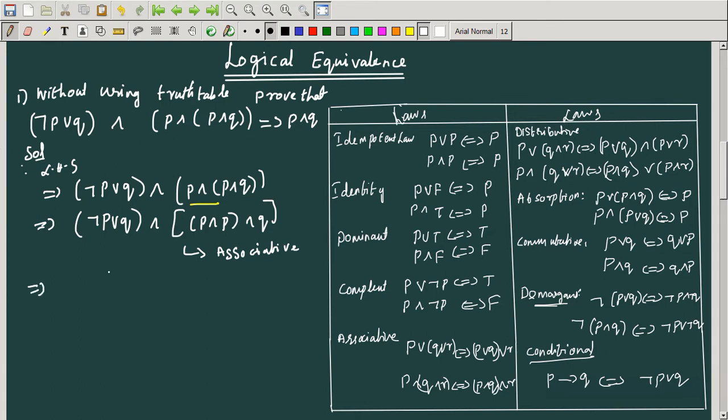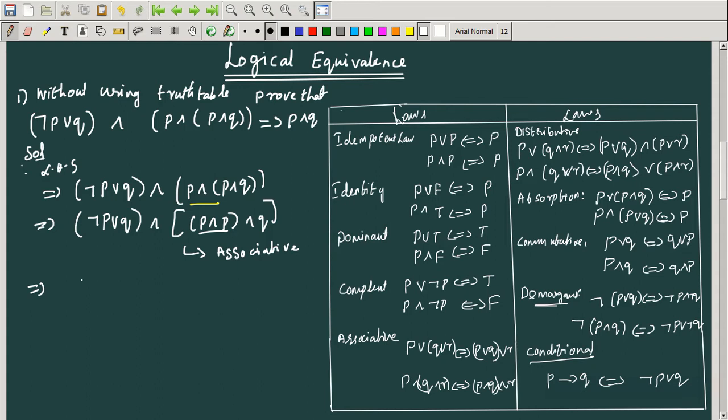Next, what I'm going to do: P and P is called idempotent. What is the idempotent law? P and P is P, P or P is P. This way it is called the idempotent law. So I'm going to apply the idempotent law.